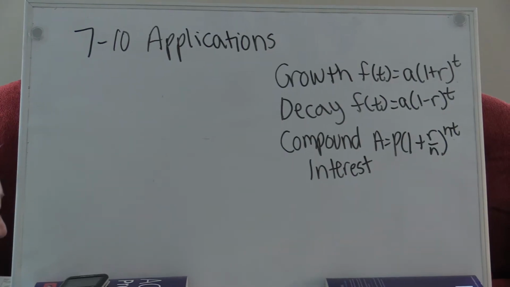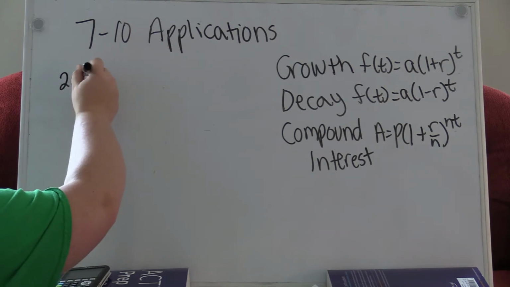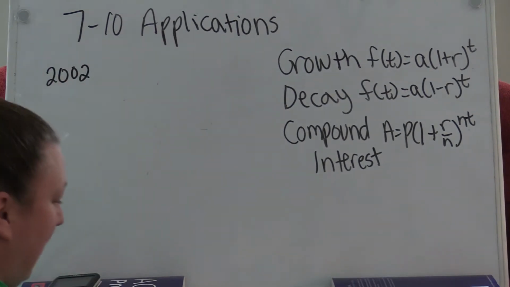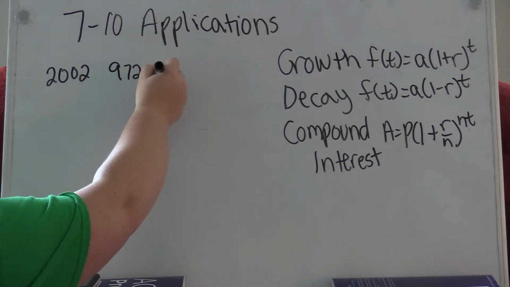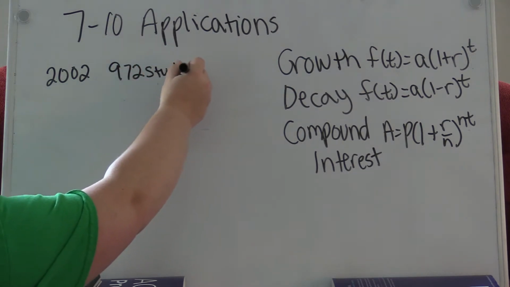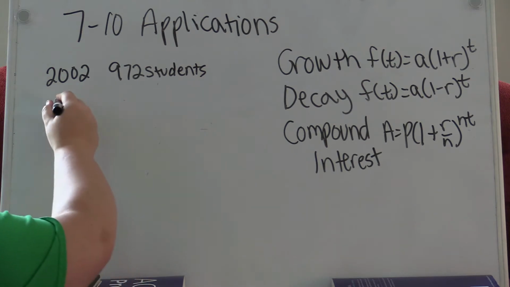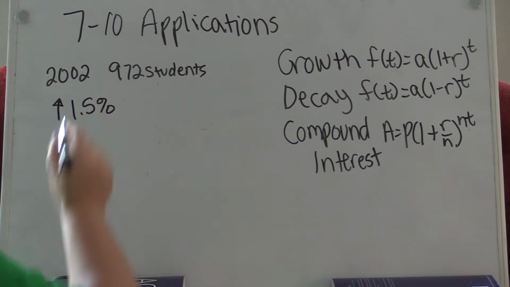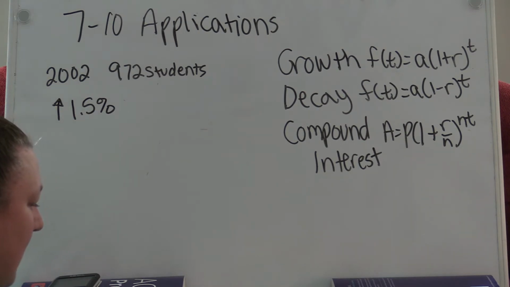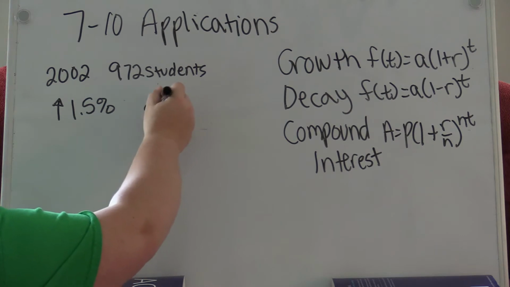So the first problem says that starting in 2002, there were 972 students enrolled at Oakview High School. It increased by 1.5% per year. How many students were there in 2014?